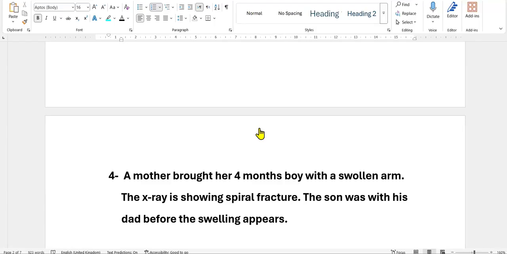Maybe I did it in a wrong way, but I think the way should be that I explain first that this is an unusual fracture, which is not common in this age group. Okay, good. That's good.